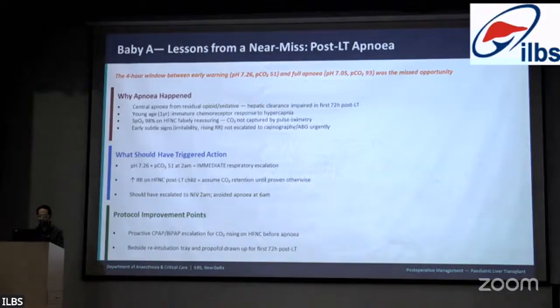What action could have been taken when the CO2 was high, and high respiratory rate on HFNC? The child could have been started on NIV. So we could improve it here. Maybe proactively, if the CO2 is high, we can give NIV support. So this was a near miss, but the child was saved and extubated the next day. So we should be careful of post-transplant apnea.